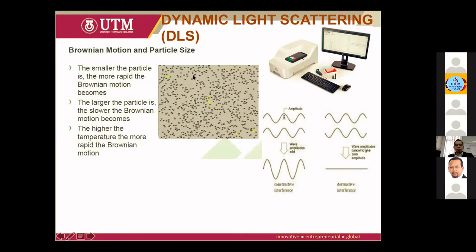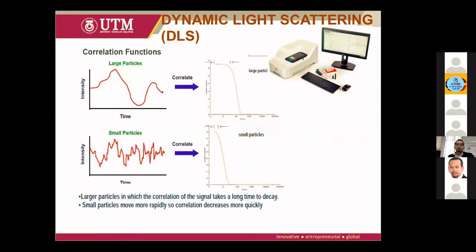Okay, you have a particle that is very small, and it vibrates and moves around. This movement is random, and when we beam it with light, the intensity is going to have either constructive interference or destructive interference. This is what we learn on the physics side, based on the wave-particle characteristic of light, so we can have a correlation. This is the correlation function of the large particle.